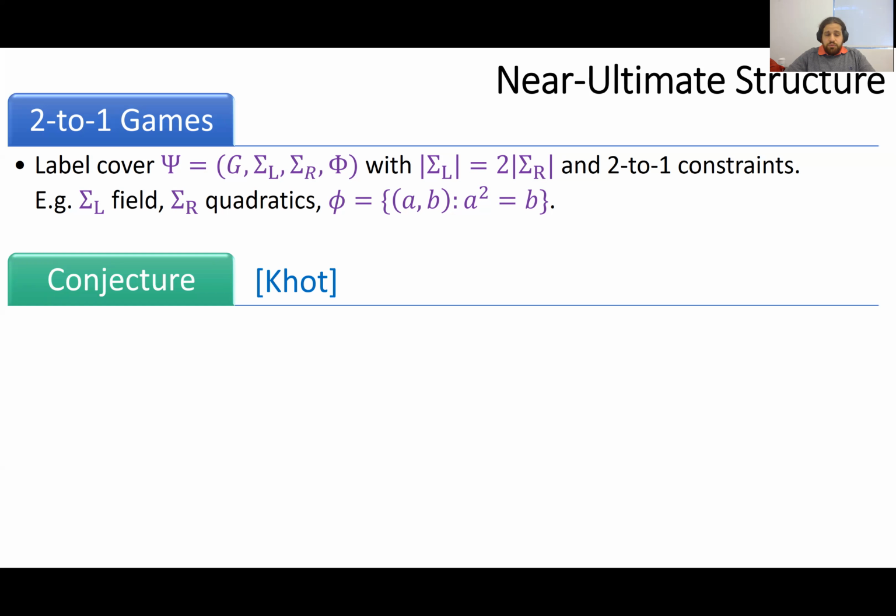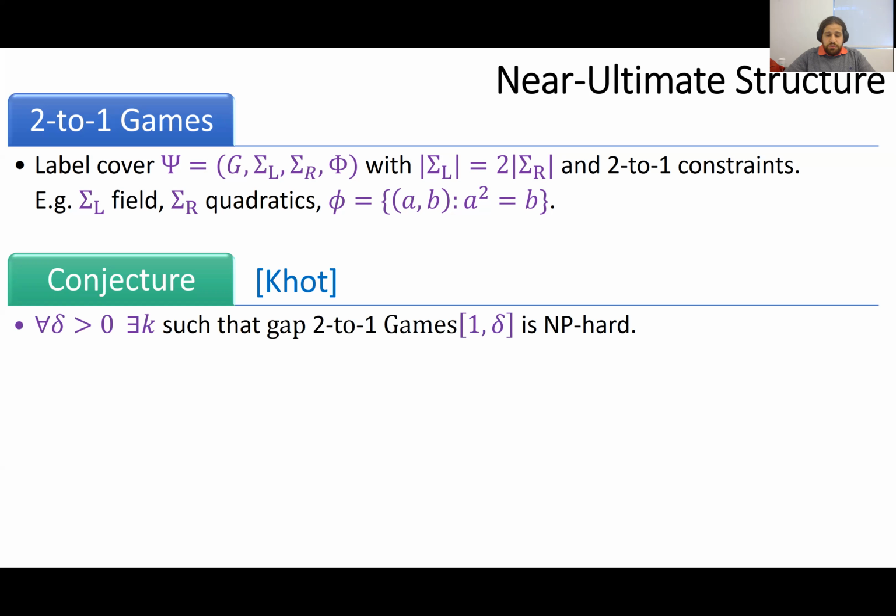So for this problem, in the same paper, Khot also conjectured that this problem is hard, but now you don't need this 1 minus delta anymore. He simply conjectured that for all delta greater than 0, for sufficiently large alphabet, given a 2-to-1 games instance, it's NP-hard to tell whether it is satisfiable or at most delta satisfiable.